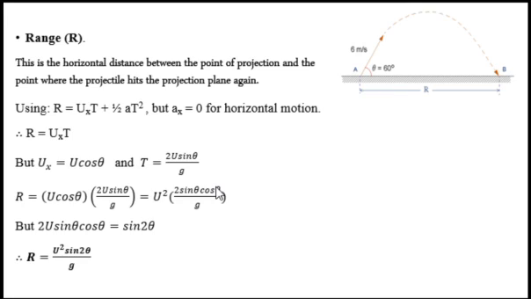There's a mistake here. This should be 2 sin theta cos theta equals sin 2 theta, not 2u. This is a typographical error. Pardon me for that.